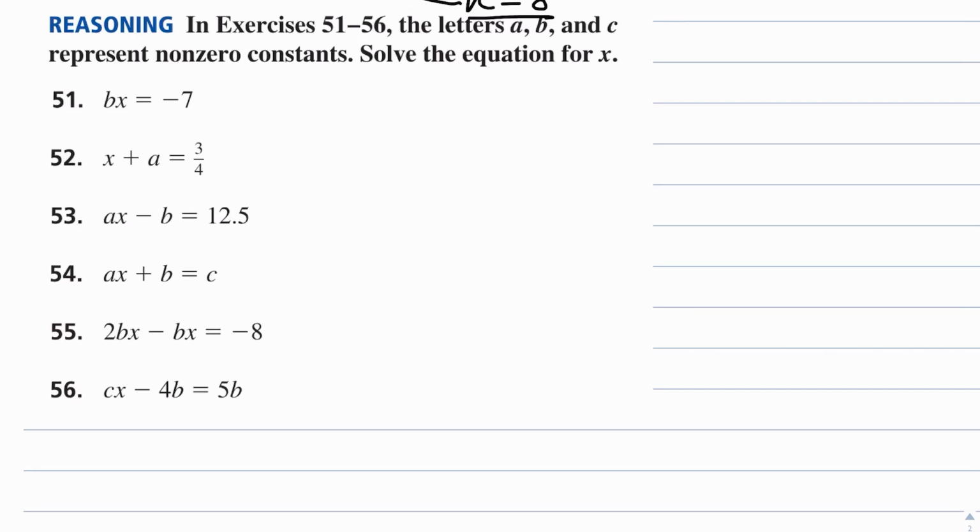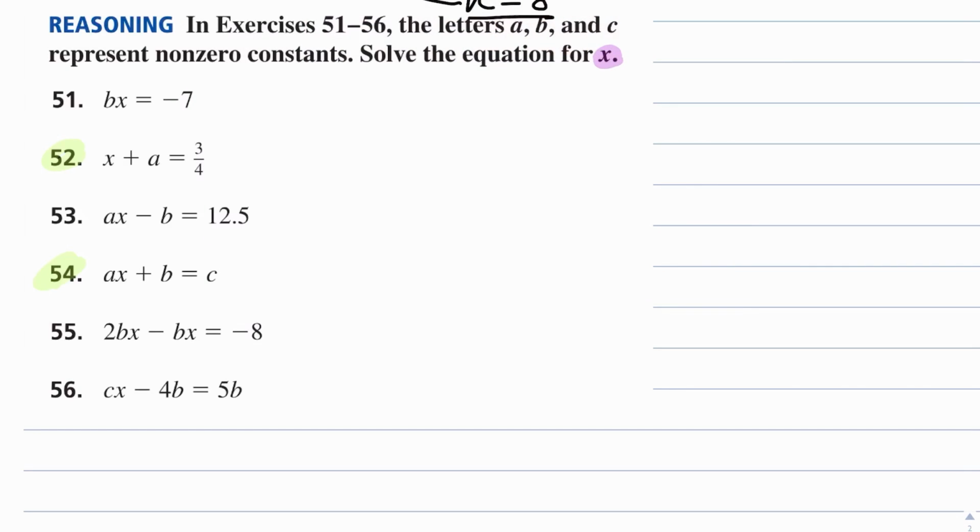So in our last example here, we need to do number 52 and 54. And they're the same thing here. It says in the exercises, letters a, b, and c are numbers that are not 0. So they want us to solve these equations without numbers. Instead, let's just use letters. So we just need to know how to undo operations. So we need to solve the equation for x.